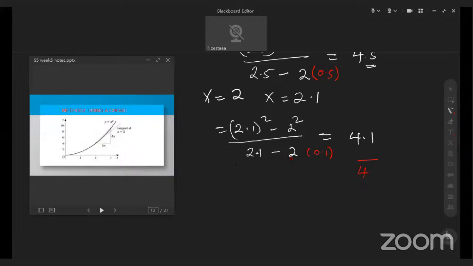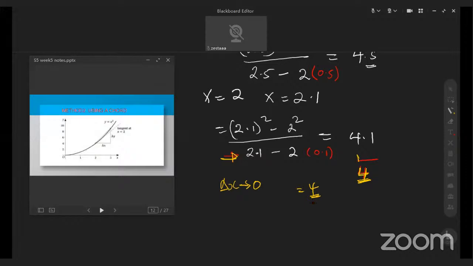So when you keep reducing this change in x, this is the conclusion we are trying to draw: that when the changes in x keep tending towards zero, then our gradient is also tending towards the 4. That's our observation. As the change in x tends towards zero, our gradient tends towards 4.